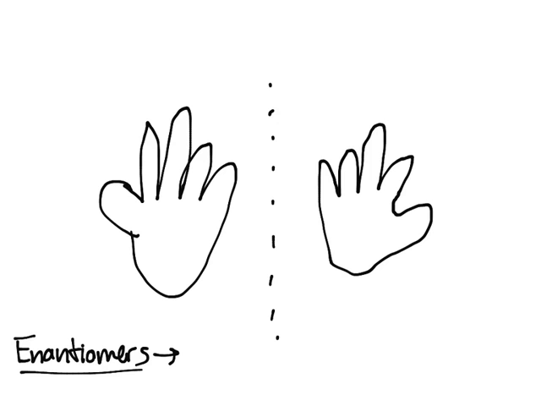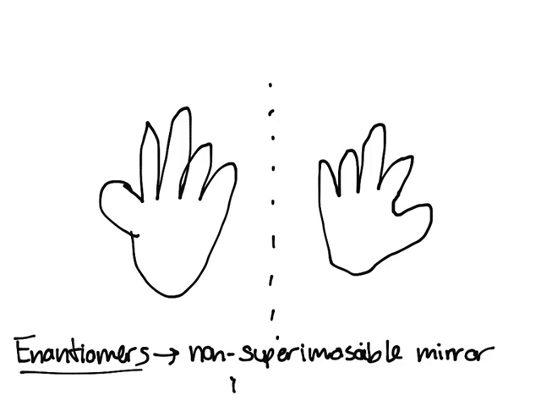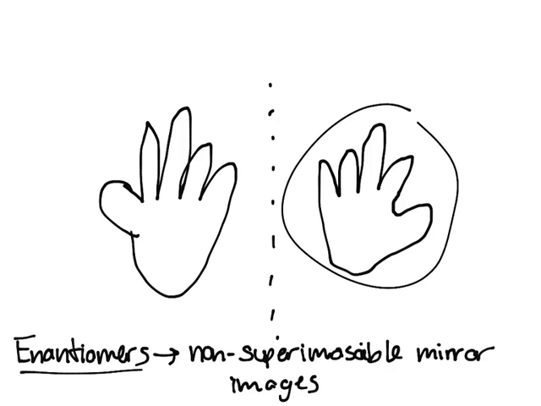And these are non-superimposable mirror images. And so what that means is, if you tried to stack your hands, this hand on top of this hand, or vice versa, without rotating it, you could not do that.